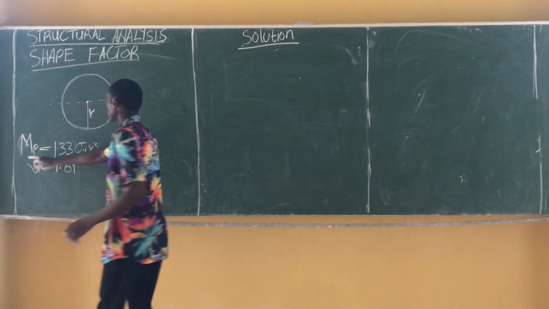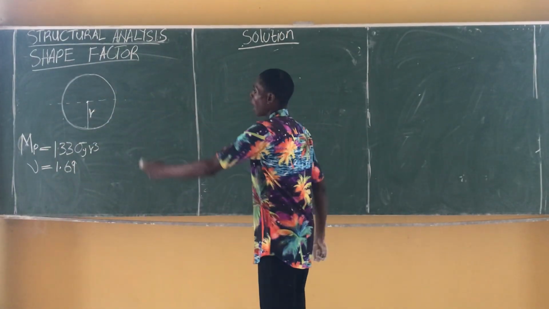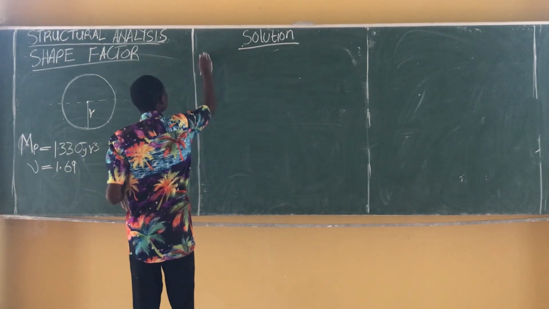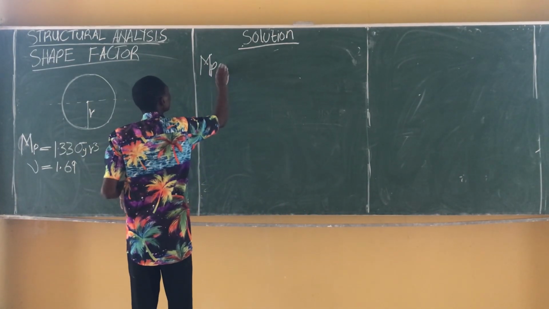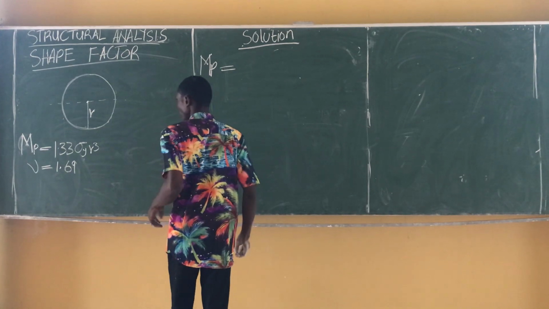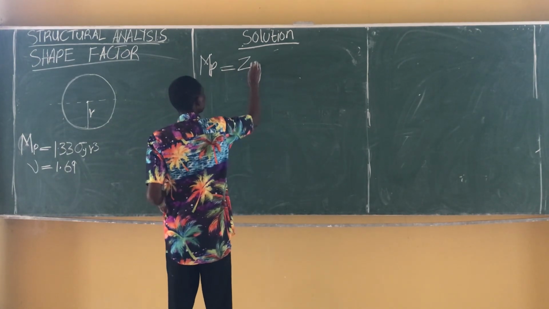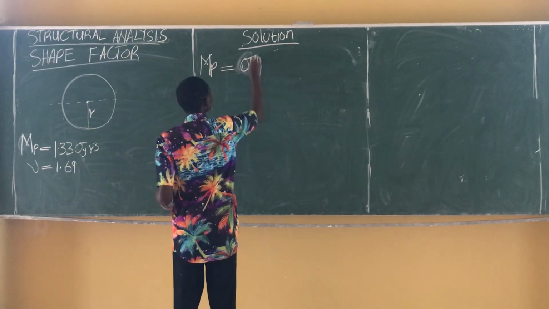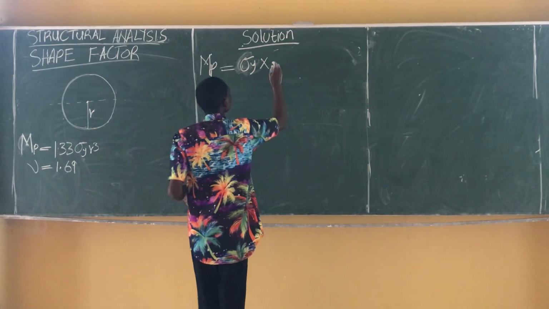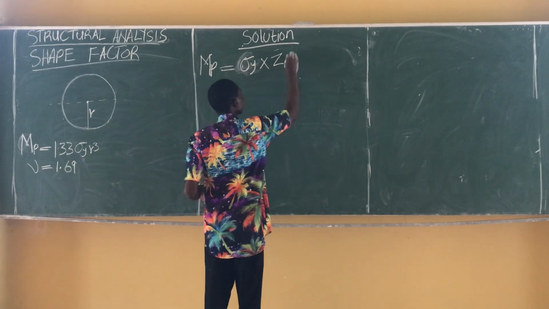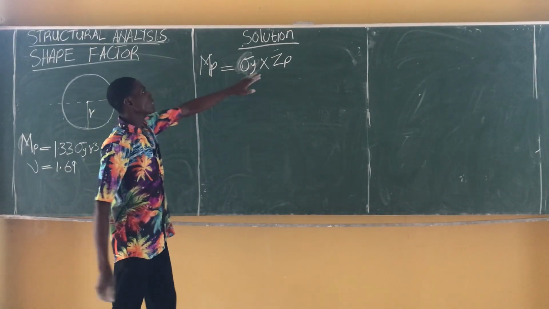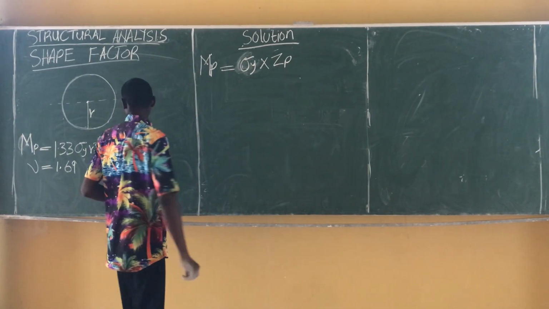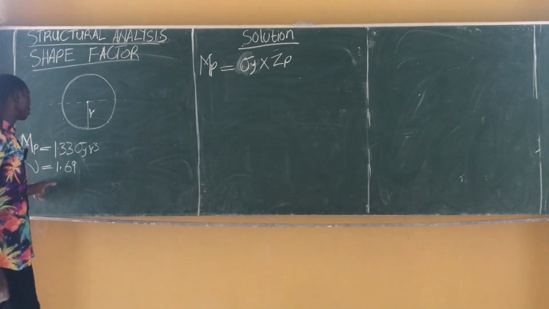Now first, how do we get our plastic moment? Our plastic moment MP is simply equal to our yield stress sigma y times our plastic section modulus. So with this expression, we can determine our plastic moment. Now the second part says we should determine our shape factor.